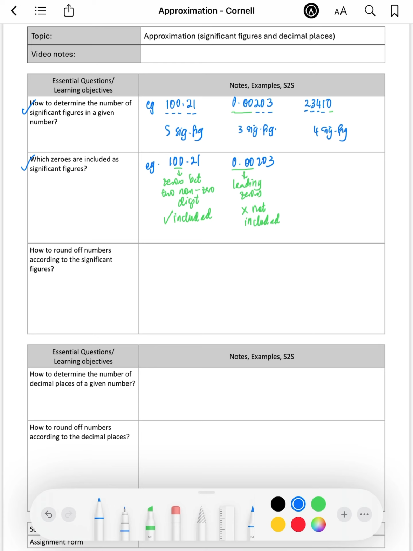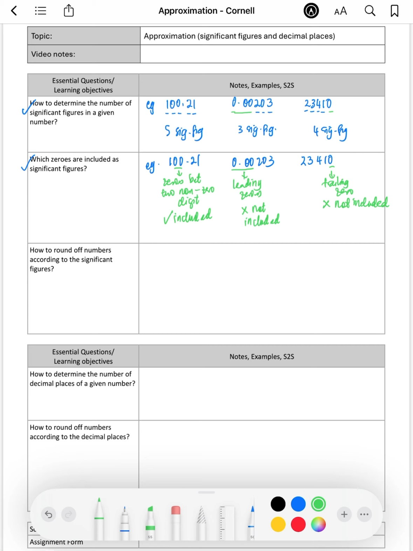How about the next one? If we have 23,410, the zero here is at the end. This is what we call the trailing zero. For the trailing zero, it is not included. So that is why this number has 4 significant figures.